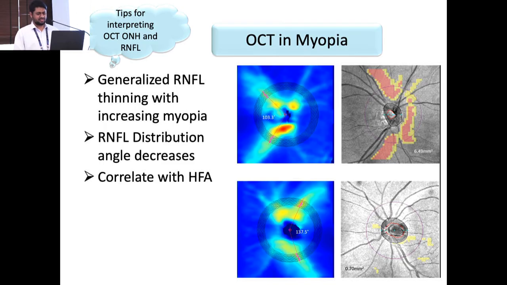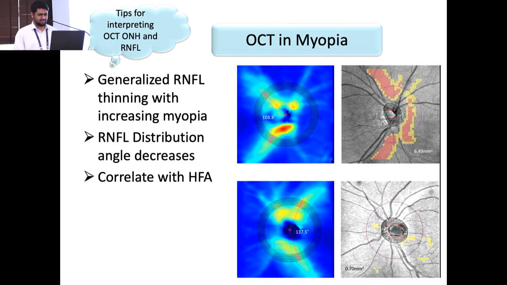And in myopia, it's difficult to diagnose, but you should keep in mind that in myopia there will be a generalized thinning. That is not glaucomatous. And you should look at the RNFL distribution angle. That is basically, the superior temporal and inferior temporal peaks will be shifted temporally. So if you keep in mind that in myopic patients it will be retracted temporally, you will get an idea whether it is due to myopia or due to glaucoma.